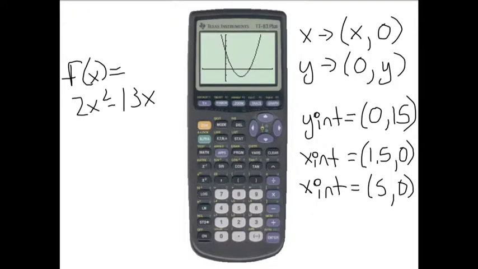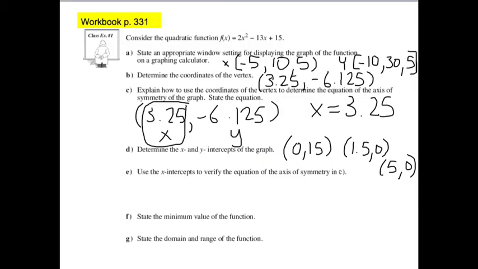You can actually determine the y-intercept pretty easily just by looking at the quadratic function itself. Now remember, we were dealing with 2x squared minus 13x plus 15. The y-intercept is going to be this part right here. It's your c value, as you can see right here. So we have to use the x-intercepts to verify the equation of the axis of symmetry. Remember, that is this equation right here.